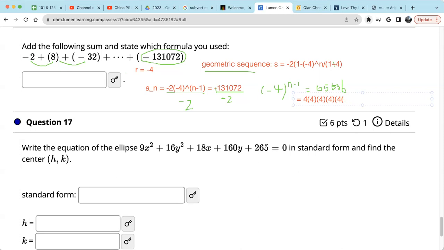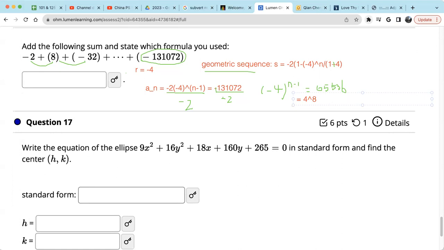So how many 4s do I have? I have 1, 2, 3, 4, 5, 6, 7, 8. All right, so this number is 4 raised to 8. Let me just double check. 4 times 4 is 16, so this number is 16 raised to 4. 16 squared is 256, that means this number is 256 raised to 2.